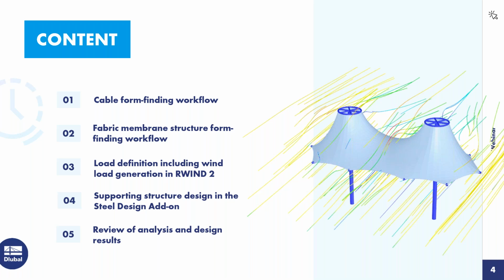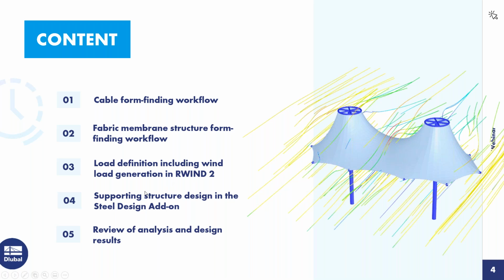Then we'll move on to our second example, and this will be a little bit more comprehensive. We can see the structure over here on the right-hand side. This will include those fabric membranes as well as the cable elements, and we'll perform the form-finding workflow here as well. I'll also show you how to apply loads to the structure, including the wind load generation utilizing our standalone program, RWIND 2. This will utilize a CFD analysis, or computational fluid dynamics, to place our structure in a numerical wind tunnel for the wind analysis.